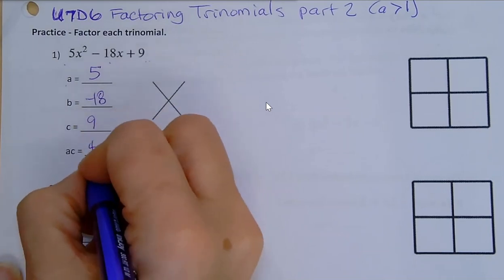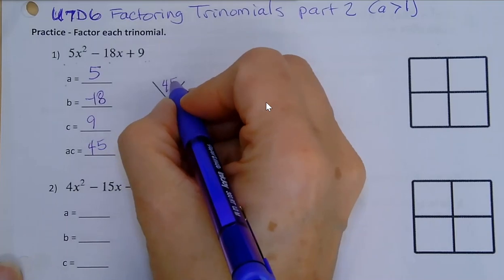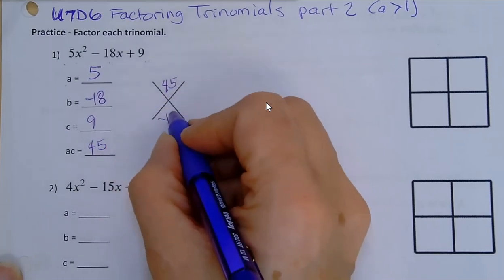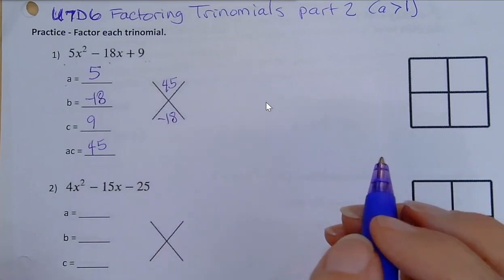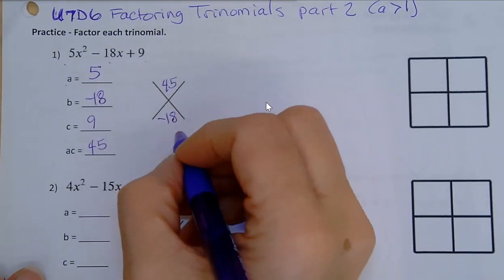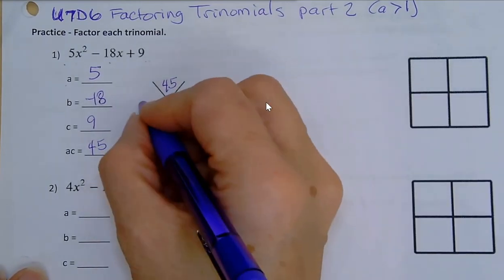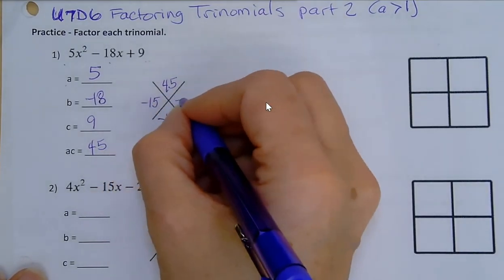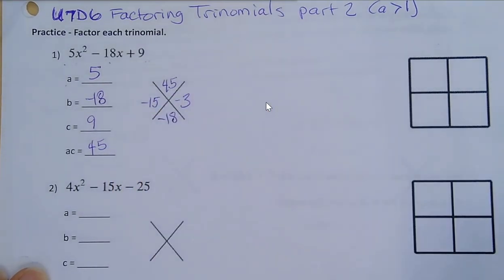A times C is going to be 45. So when I'm looking at these practice problems, I need two numbers that multiply to give me 45 but add to give me negative 18. 9 times 5 is 45, but that doesn't add to negative 18. But negative 15 and negative 3: if I multiply those together, I get positive 45, and if I add them together, I get negative 18.